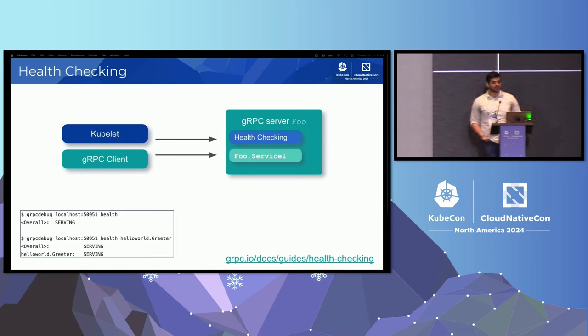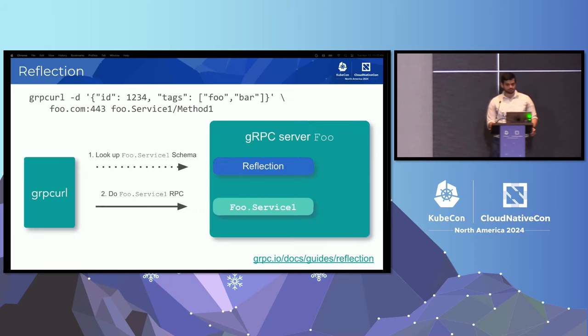Another client to gRPC health checking is a CLI tool called gRPC debug, and you can see an example usage of that there. gRPC debug is going to feature pretty heavily in these slides.